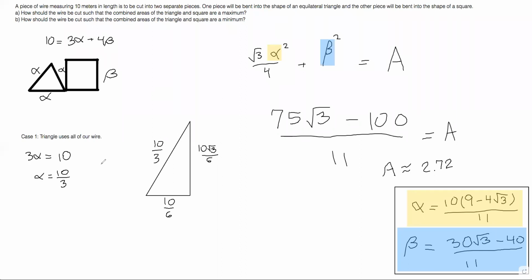So now we can go ahead and find the area of this triangle that takes up all the material. If we don't leave anything left for the square, if we use all of our wire in making the triangle, we get a triangle area of 25√3/9. And then I want to make that into a decimal as well. So that would be approximately 4.81, 4 and 81 hundredths.